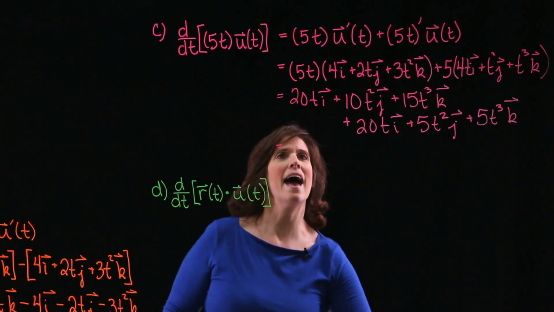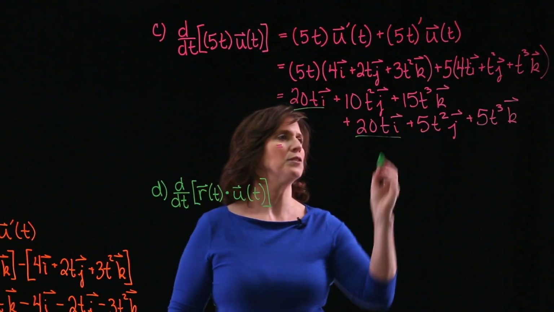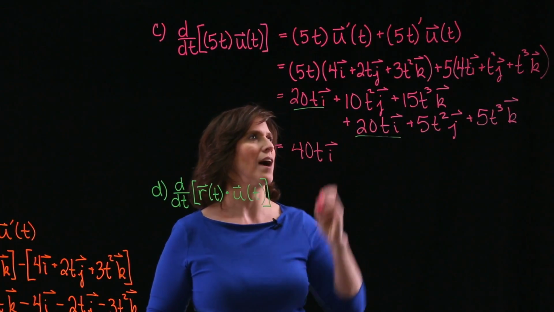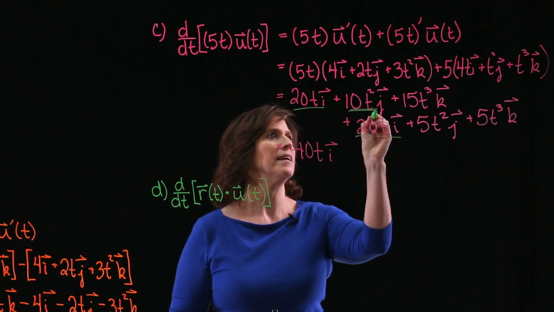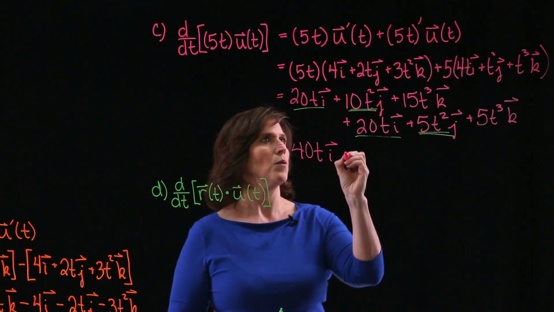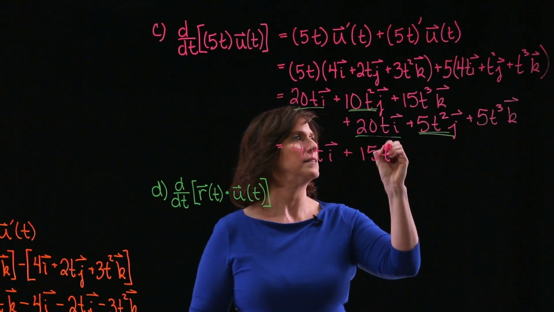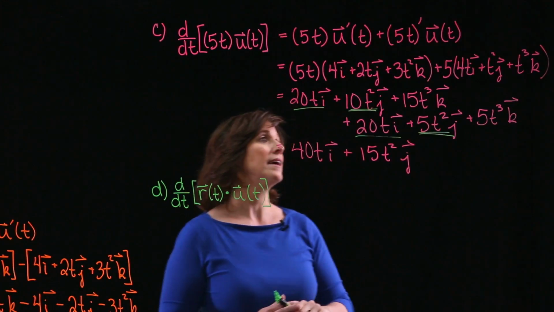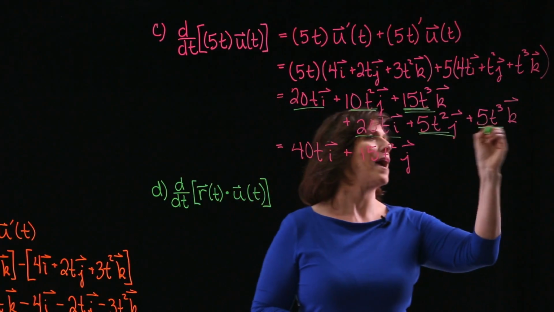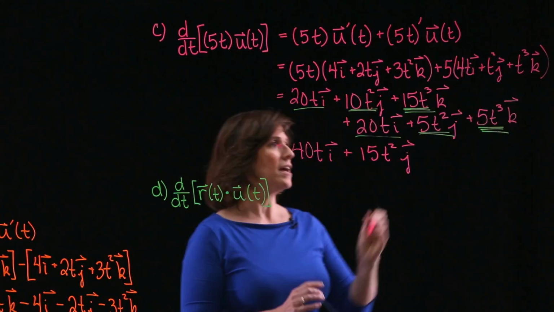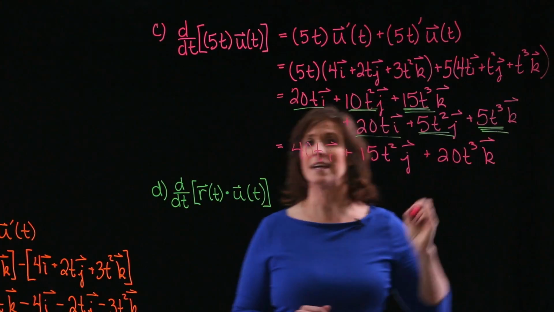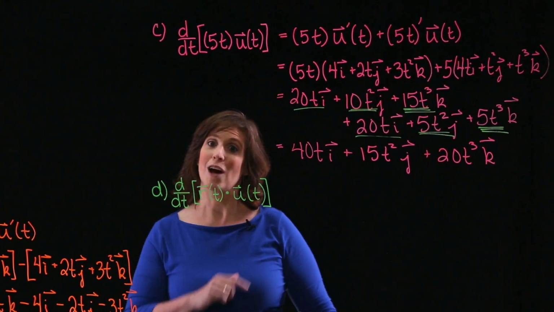Combining my like terms, I have a 20ti and a 20ti, so that leaves a 40t times vector i. I have a 10t squared times vector j and a 5t squared times vector j, which will give me 15t squared times vector j. And for my k vector, I have 15t cubed and a 5t cubed times vector k, so that's going to be 20t cubed times my vector k. All right, moving on to the next one.